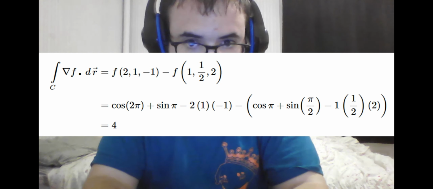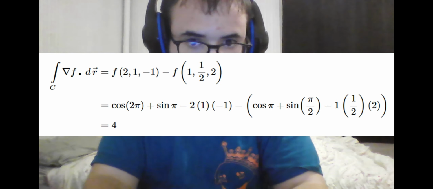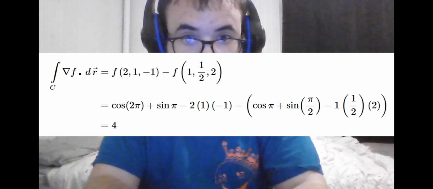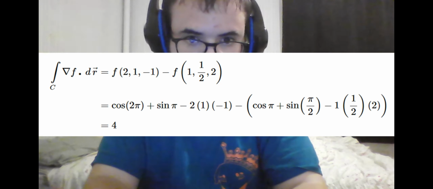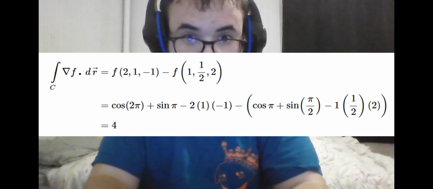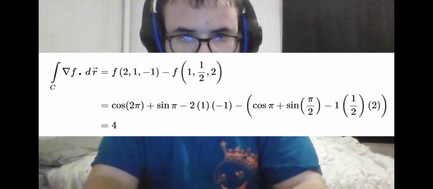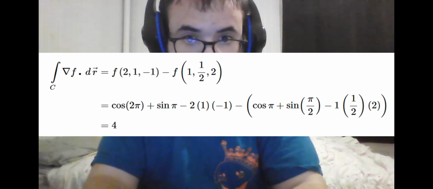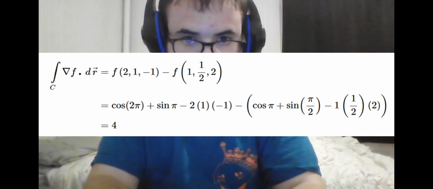Because of how we derived this fundamental theorem of calculus rule, we did not need the gradient vector, nor did we need any particular path. We simply need to know the beginning and ending, similar to how it works with definite integrals in calculus 1.